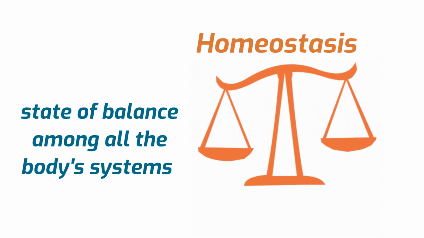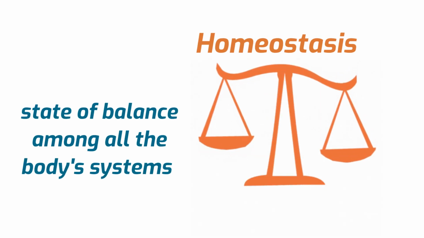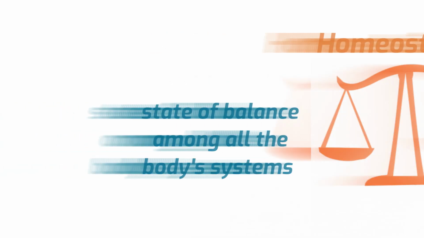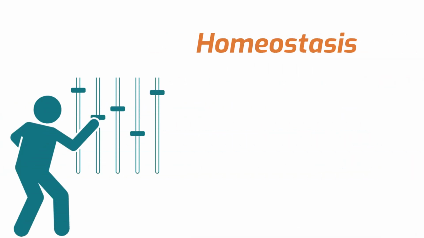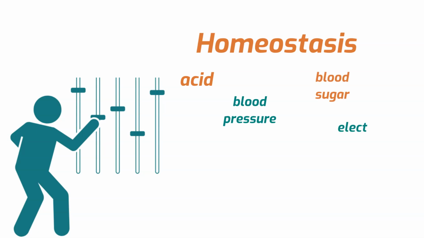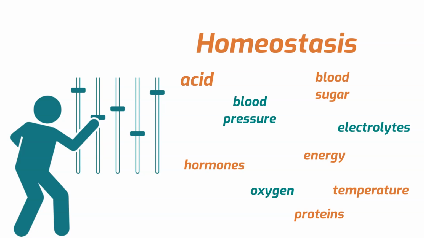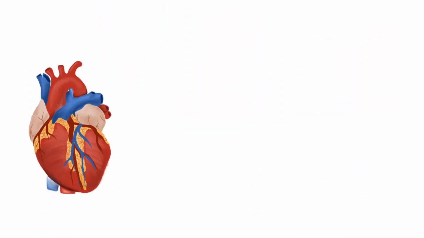As a refresher, homeostasis is the state of balance among all the body's systems necessary for survival and proper functioning. Homeostasis involves the constant adjustment of various body levels, such as acid, blood pressure, blood sugar, electrolytes, energy, hormones, oxygen, proteins, and temperature. These adjustments respond to changes both inside and outside the body to maintain normal levels. Let's dig in for a better understanding, digital diamonds.